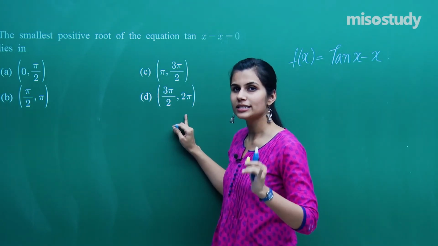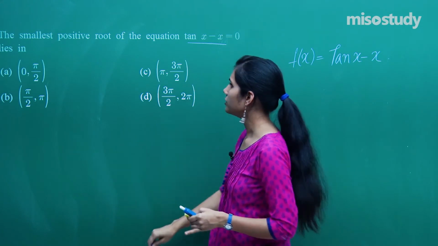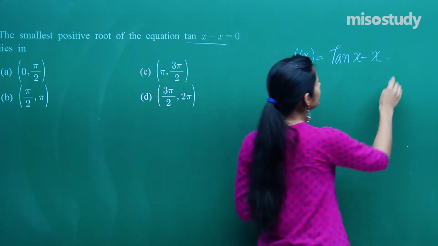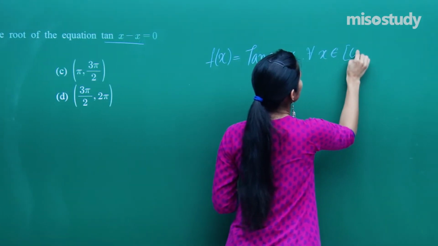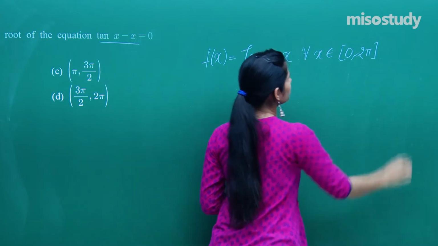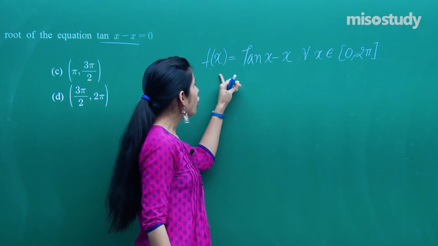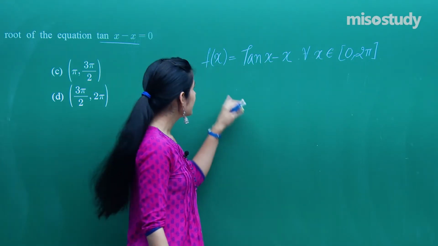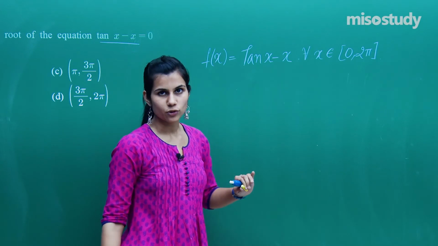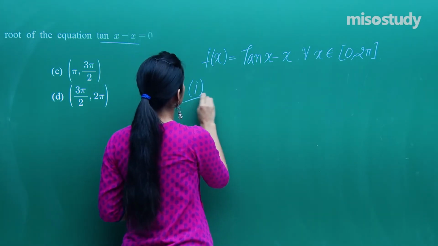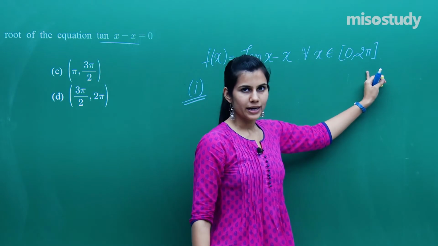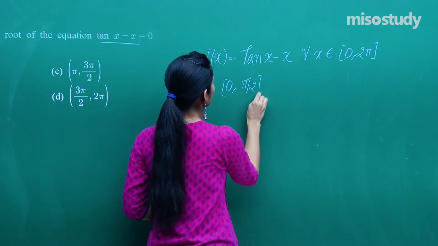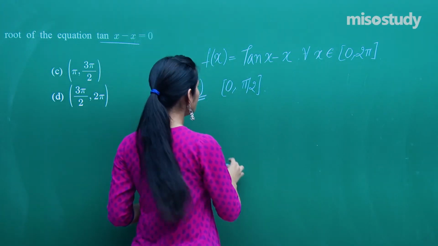That means basically you just need to analyze this function's behavior from 0 to 2 pi. So f(x) is equal to this for all x belonging to 0 to 2 pi. I have to find all those x's where tan x minus x is 0, that means f of that x is 0. Let's begin with the first portion of 0 to 2 pi, that is 0 to pi by 2. If x belongs to 0 to pi by 2, now see.